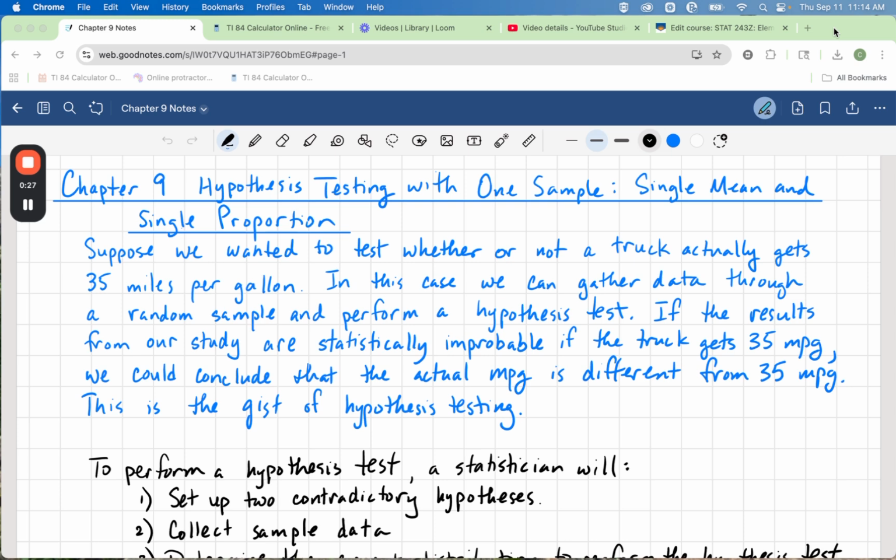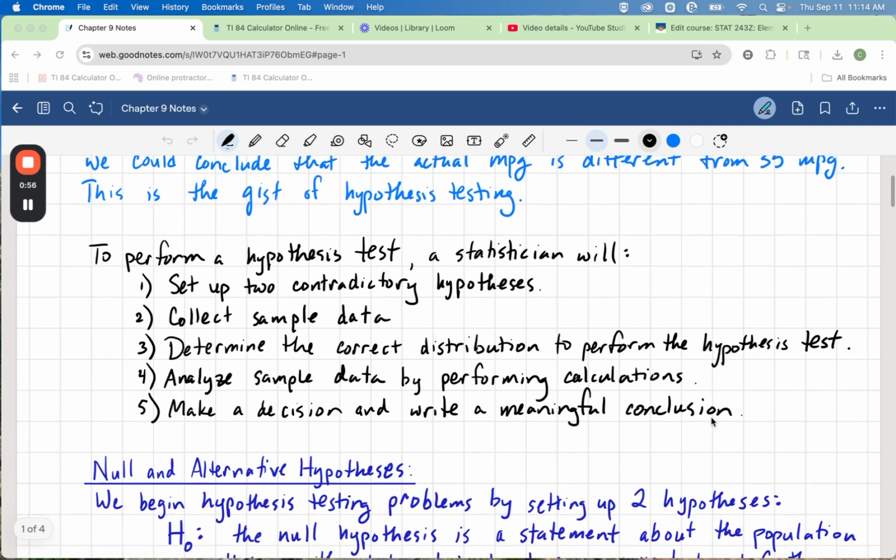Bummer. Okay, in this case, we can gather data through a random sample and perform a hypothesis test. If the results from our study are statistically improbable, given the truck gets 35 miles per gallon, we could conclude that the actual miles per gallon is in fact not 35 miles per gallon. So this is the gist of hypothesis testing. It's pretty tricky, but once you understand it, it's not tricky at all.